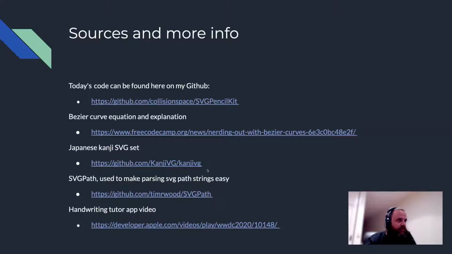And yeah, here's the sources and more info. You can find today's code here on my GitHub. Some Bezier curve equation and explanation, what I just showed. The Japanese kanji SVG set, SVG path that I use to help make parsing SVG path strings easy, and the handwriting tutor app videos that I will be modifying in June or July and presenting on.